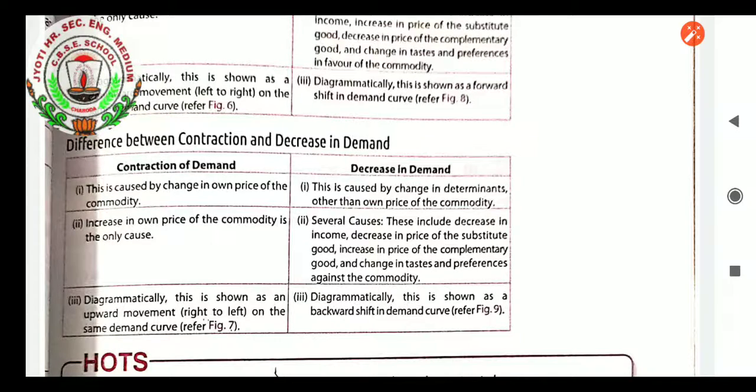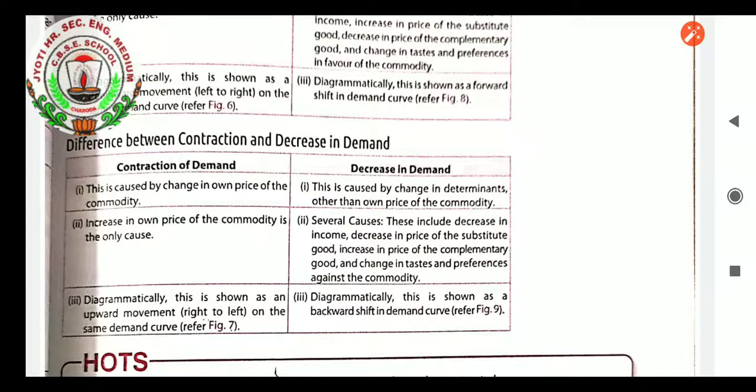Contraction of demand occurs, this is caused by change in own price of the commodity, whereas decrease in demand occurs caused by change in the determinants other than own price of the commodity. In contraction of demand, increase in own price of the commodity is the only cause, whereas in decrease in demand, several causes are there. This includes decrease in income, decrease in price of the substitute goods, increase in the price of the complementary goods, and change in taste and preference against the commodity.